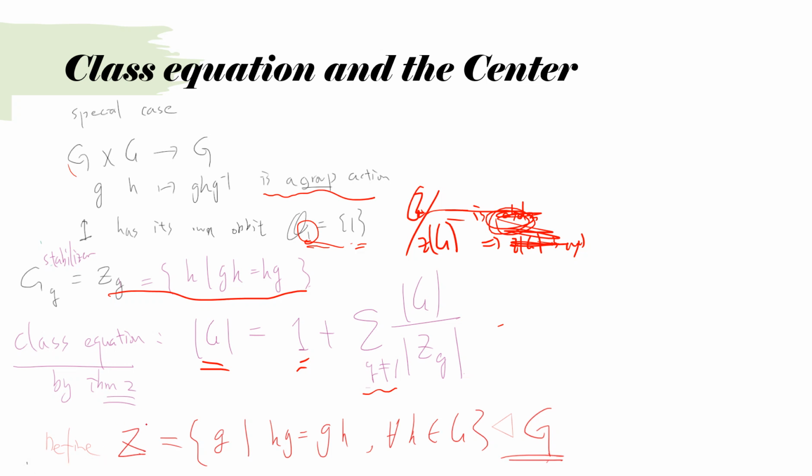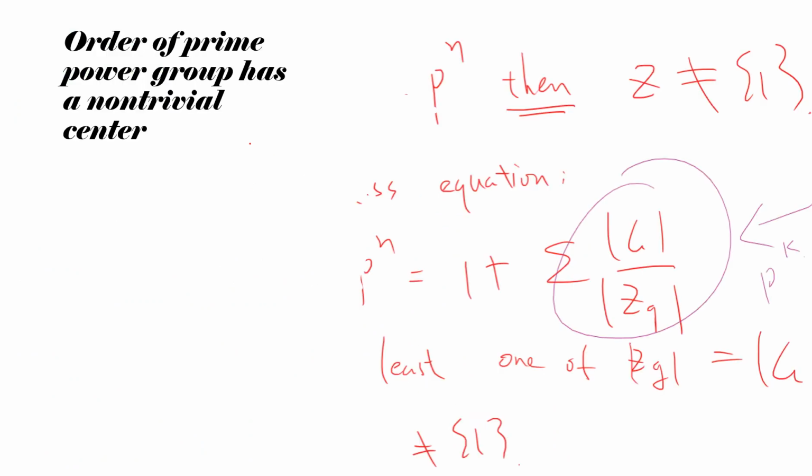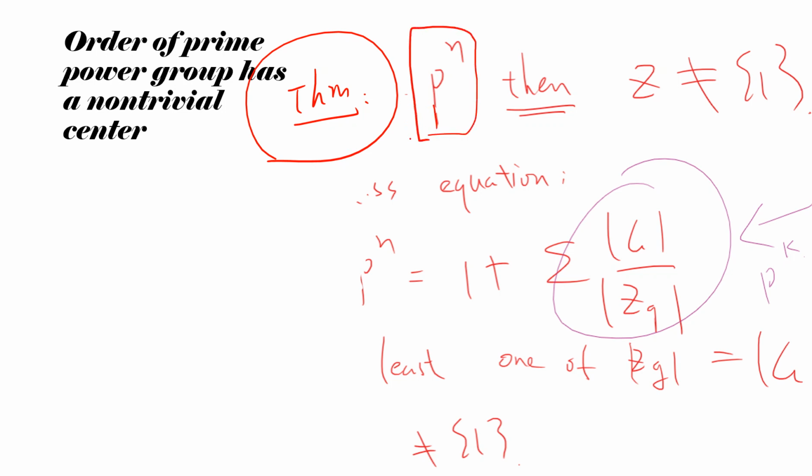Okay, and then we define the center, usually written Z(G), or for simplicity sometimes I write Z. It's all the elements g such that hg equals gh for all h belonging to G, and obviously this is a normal subgroup of G. Okay, so there's a theorem that we will use in the Sylow theorem. We will prove that order 60 is the smallest non-abelian simple group. So the theorem says that if your group G has prime power order, p a prime, then you have a non-trivial center. So a group of prime power order has a non-trivial center.